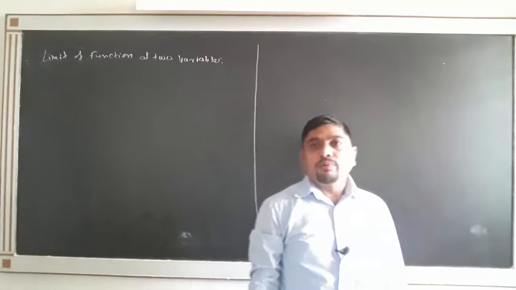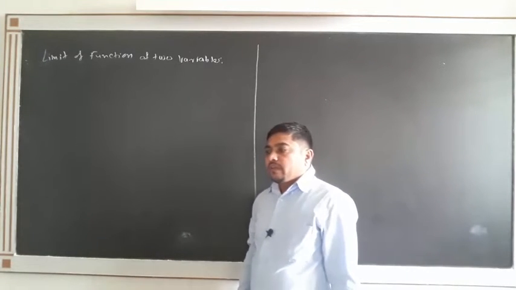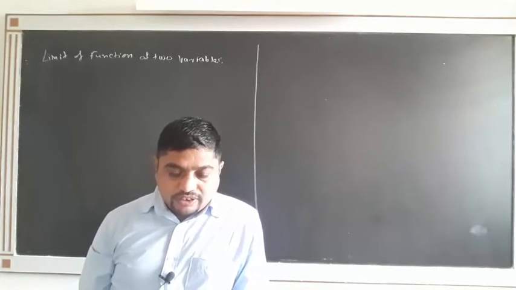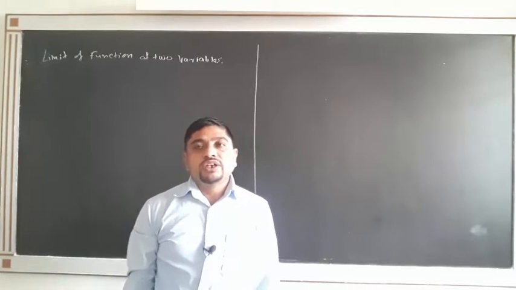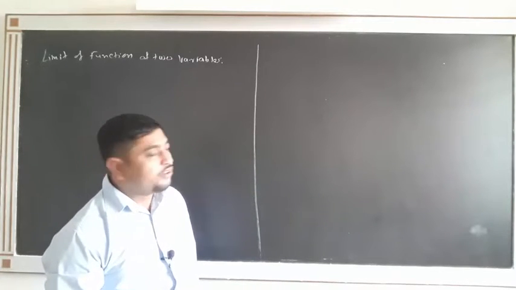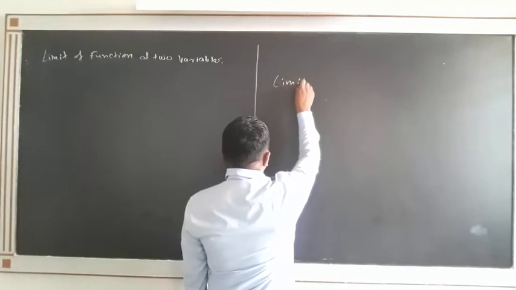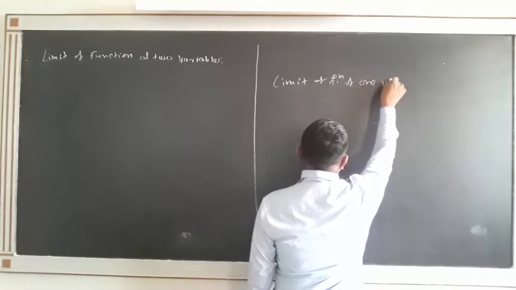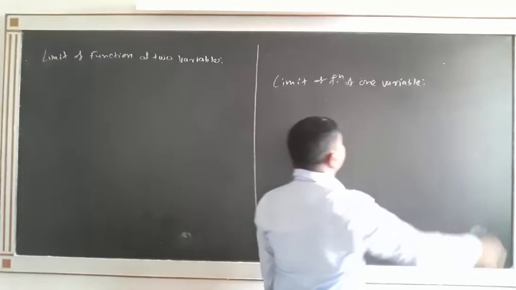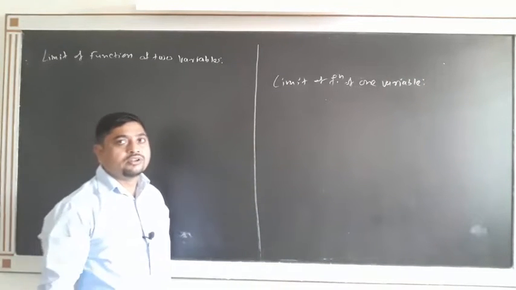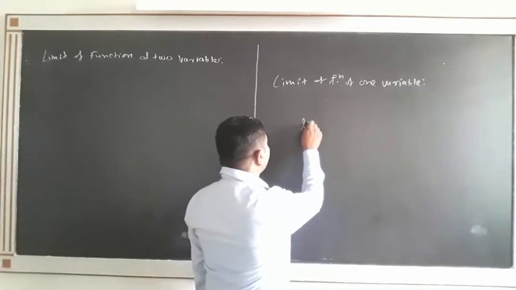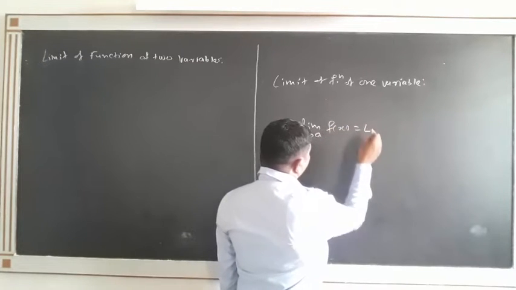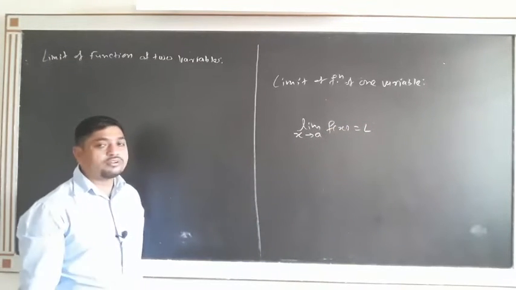So if you try to remember, or if you memorize, in the last year also we discussed the limit of a function of one variable. Let's just revise this, the limit of a function of one variable, and we are discussing again a real valued function. So what we can say is that limit x tends to a, f of x is equal to L.